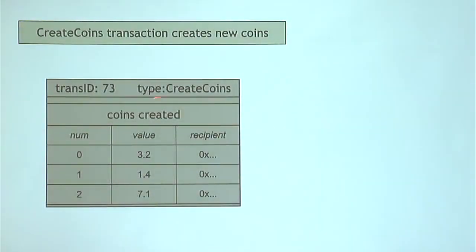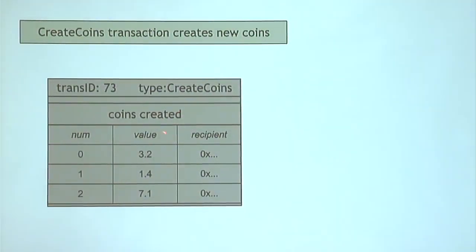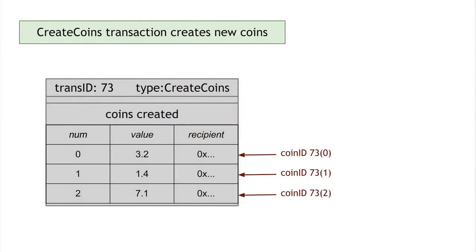Its transaction type is create coins, and then down here there's a list of which coins are created. Each coin is going to have a serial number within this transaction, 0, 1, 2, etc. Each coin has a value. It's worth a certain number of Scrooge coins. And each coin has a recipient, which is going to be a public key who gets that coin as it's created. So this transaction type creates a bunch of new coins and assigns them to people as initial owners.